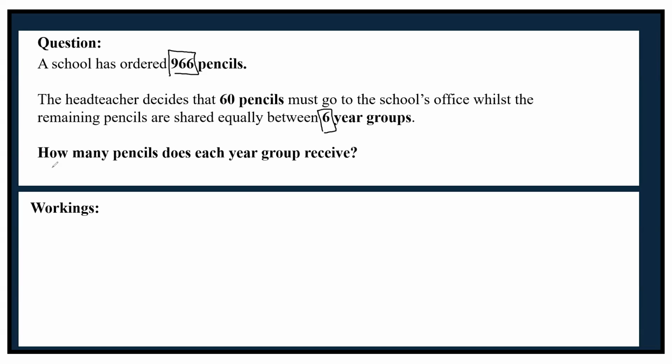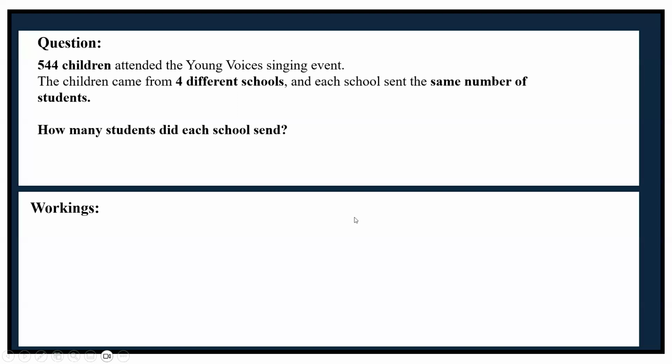All right, so it's your go, guys. What I'm going to do, I'm going to read the next question, but from the question after that onwards, you've got to read it all by yourself. Okay, so the next question says, 544 children attended the Young Voices singing event. The children came from 4 different schools, and each school sent the same number of students. How many students did each school send? So give that a go, and then I'll talk to you again in about 1 minute.